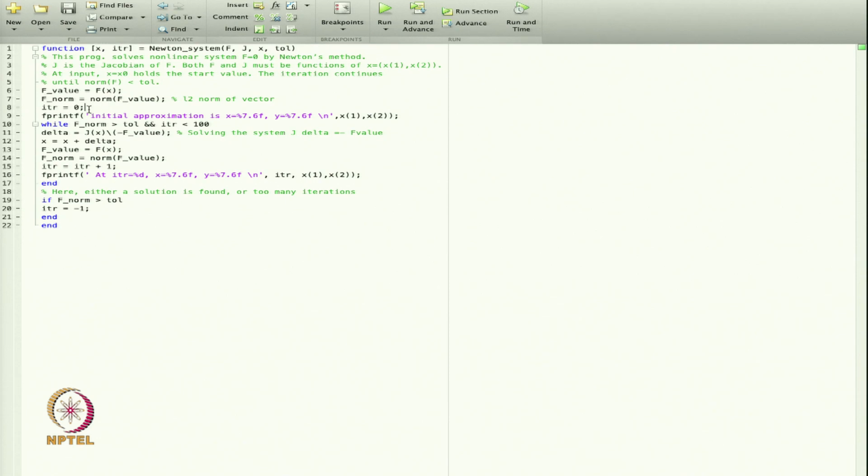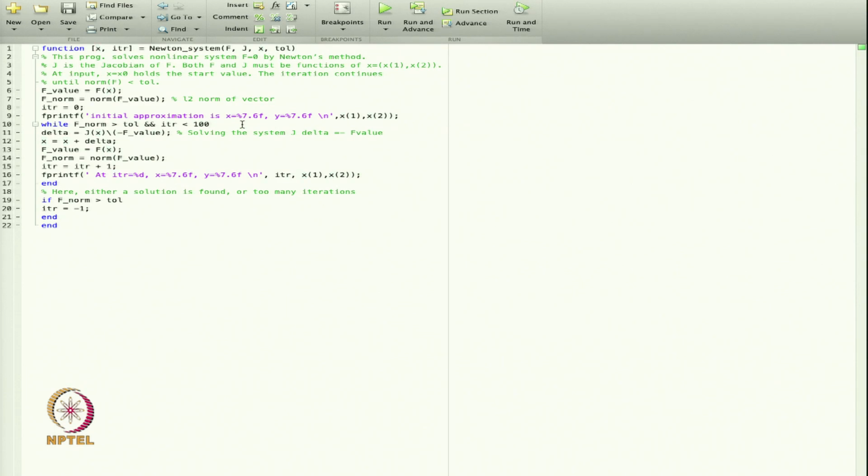Now, we start the iteration from 0. From here I know how to write the print statement: f print is the initial approximation of x and y. That value I give here. This is the value of x1 and this is the value of x2. I am getting this value from this vector. So, this will be displayed as x1, meaning the component of x at the first position, and the component of x at the second position. So, this will be displayed here.